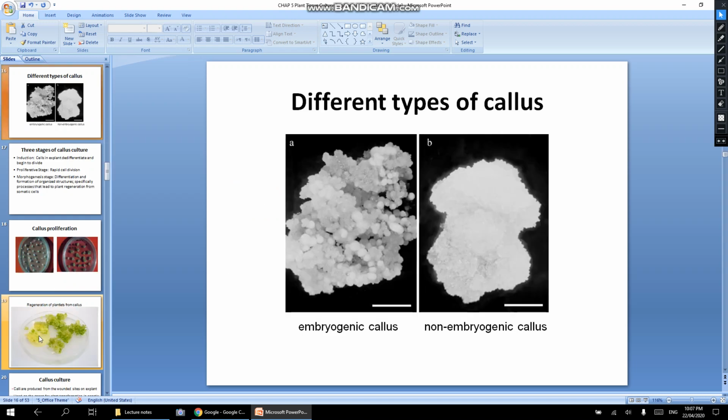So on the left side, which is A, A is embryogenic callus, which you can see forms something that looks like an embryo. On the right side is non-embryogenic callus. It doesn't look like an embryo. An embryo should look like a seed, like an embryo that sits in the seed.